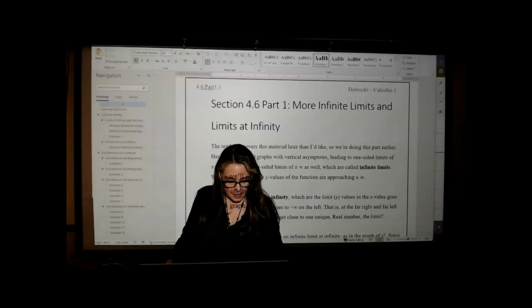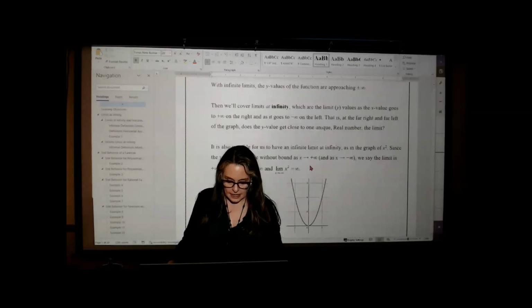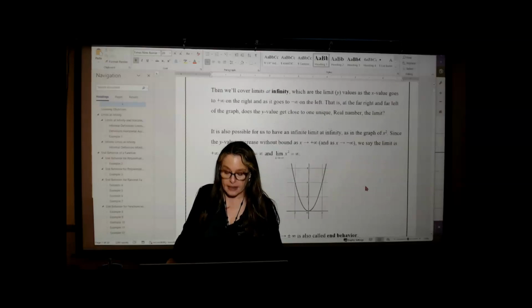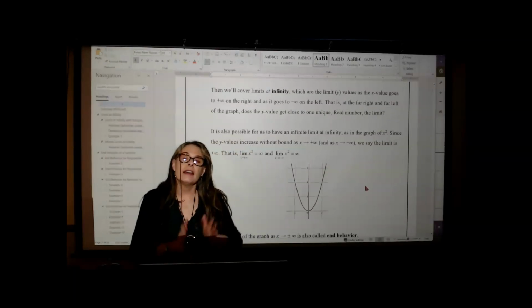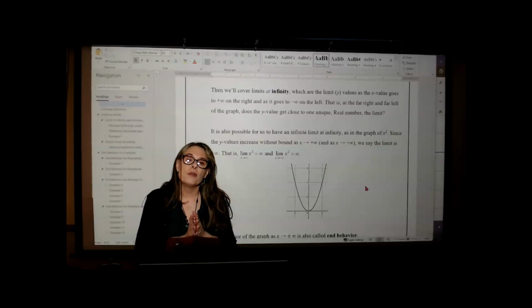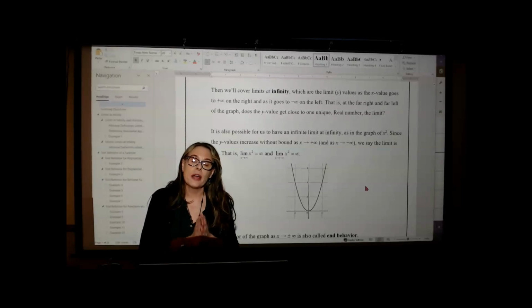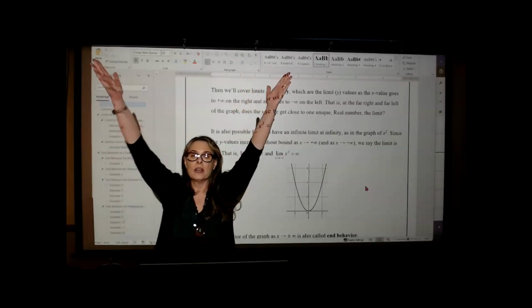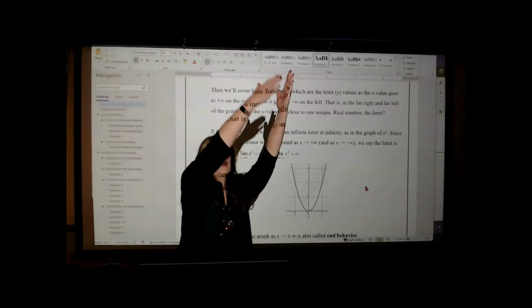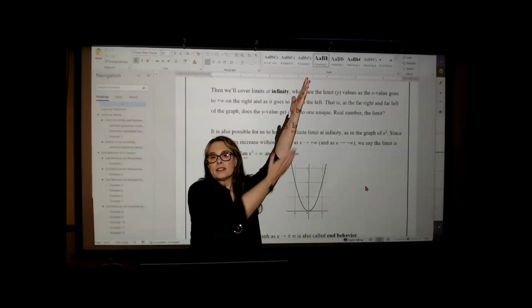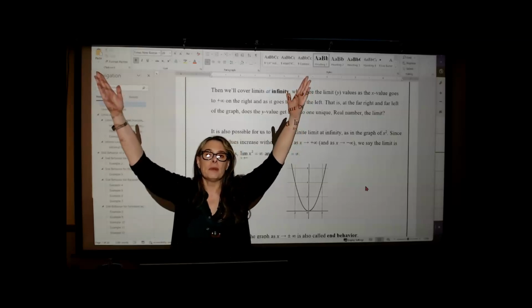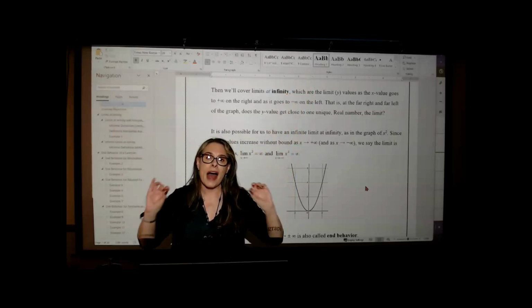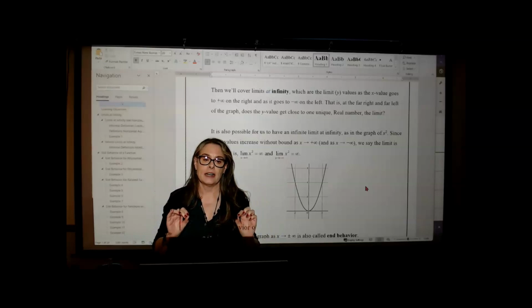Let's talk first about what exactly an infinite limit and a limit at infinity is. An infinite limit is when the y value is going up forever without bound. So for example, right here, you can see the y is going up forever. That's what we mean by an infinite limit. The y value is approaching infinity.